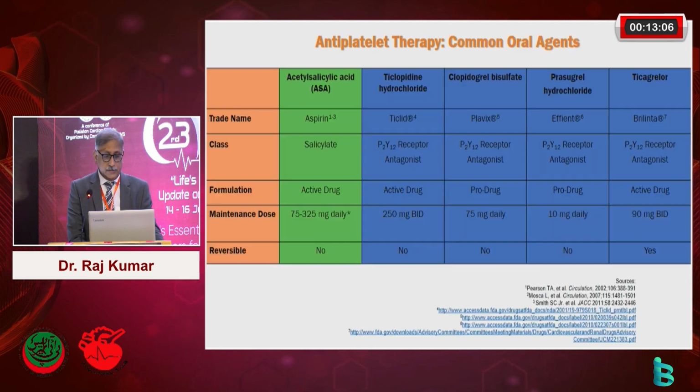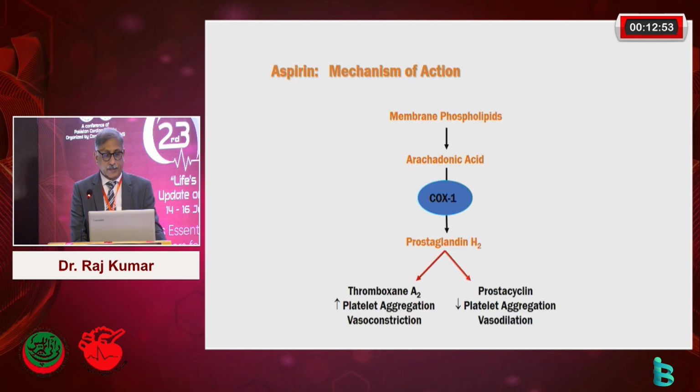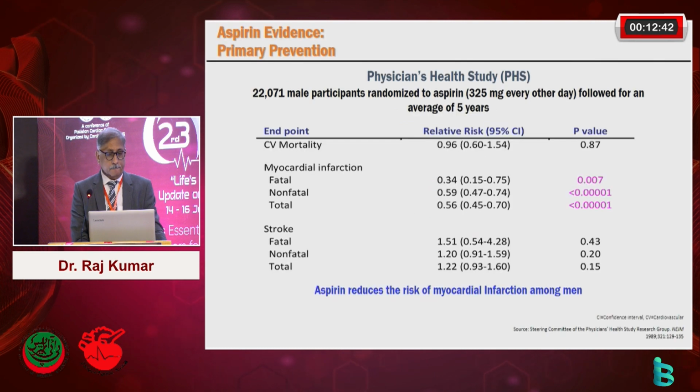So everybody knows the mechanism, and this is the slide which tells us that among all these drugs, two are the active drugs whereas the others are prodrugs. So aspirin and ticlopidine are the active drugs. So this is the mechanism of action. I don't want to go into detail because everybody knows how aspirin works. It is interesting that I have selected a few studies on each drug, only two or three.